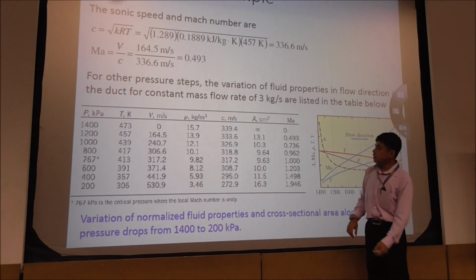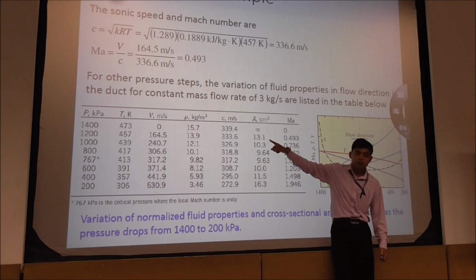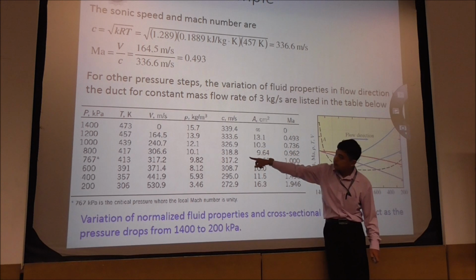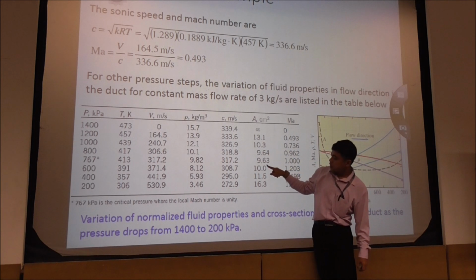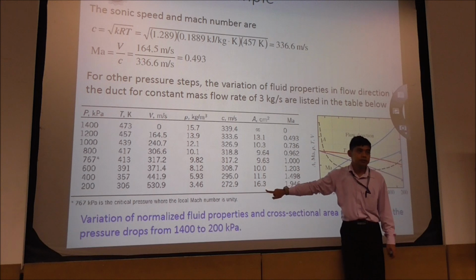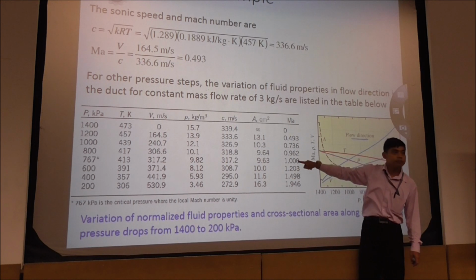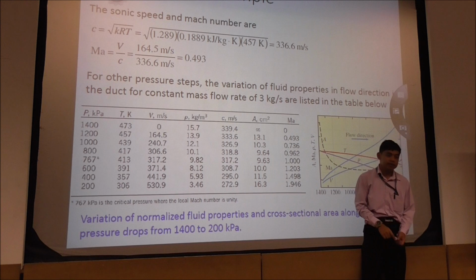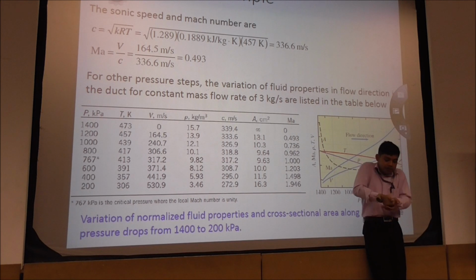But then, the interesting part is the area. You see, the area is decreasing when you increase the velocity. But then, after some time, it's increasing again. And then you see the Mach number keeps increasing. So the consequence is that if you are in a subsonic flow and you want to increase the velocity, you need to make the area smaller. That's what you usually do.